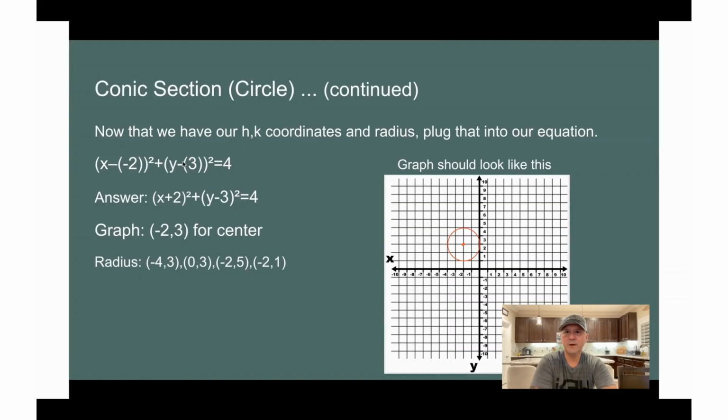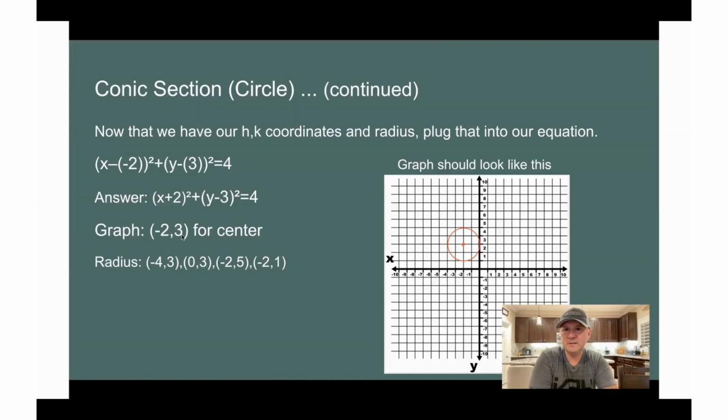And this negative right here, if you picture a 1 right here, so a negative times a positive becomes a negative. So (y - 3)² = 4. So our answer is (x + 2)² + (y - 3)² = 4.